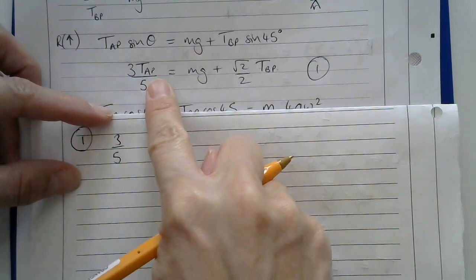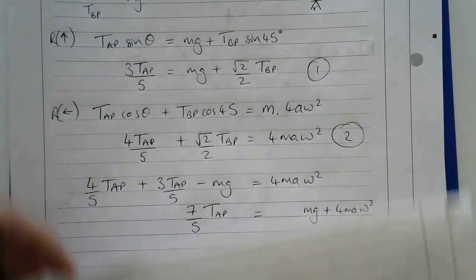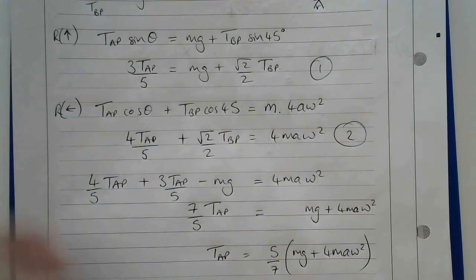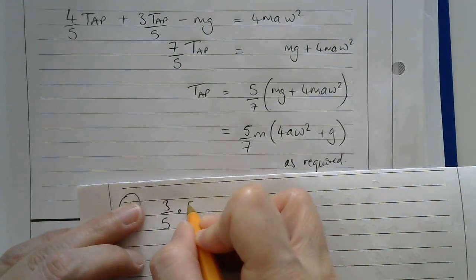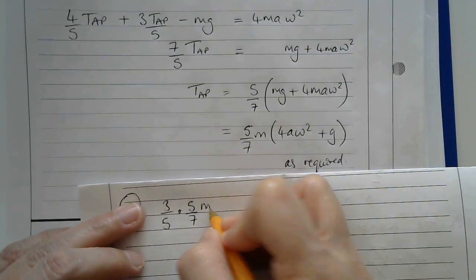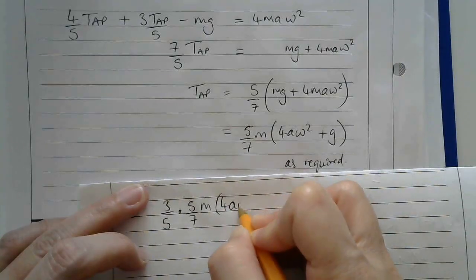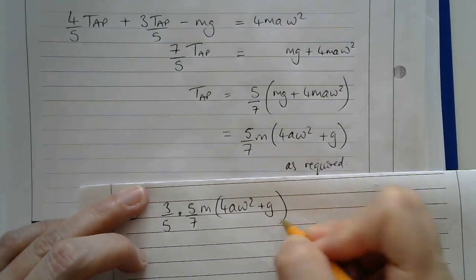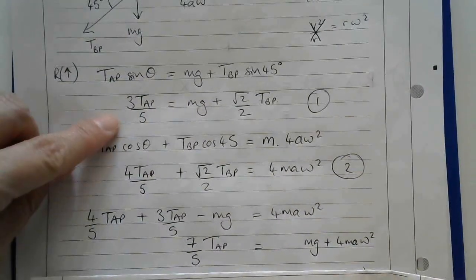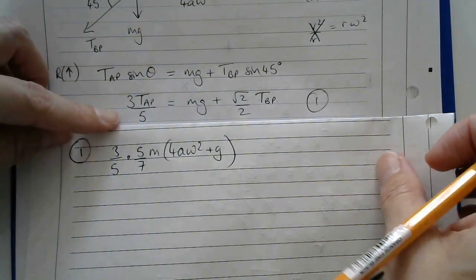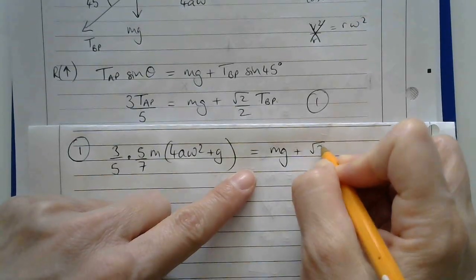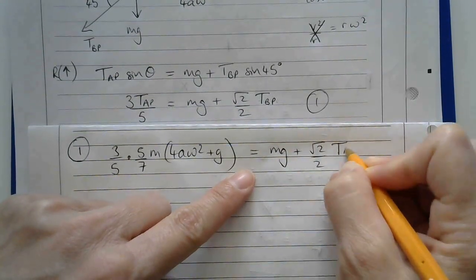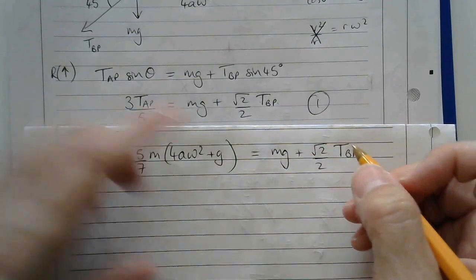of the expression that I just got, which was this thing, 5/7 m (4a omega squared plus g). So that is the left hand side, equals mg plus root 2 over 2 TBP, and I'm trying to find TBP.